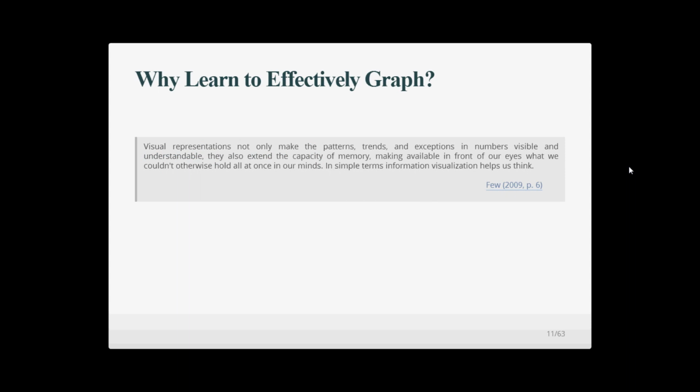Let's begin by talking about why it's important to effectively learn to graph. Stephen Few puts it this way: visual representations not only make the patterns, trends, and exceptions in numbers visible and understandable, they also extend the capacity of memory, making available in front of our eyes what we couldn't otherwise hold all at once in our minds. In simple terms, information visualization helps us to think.